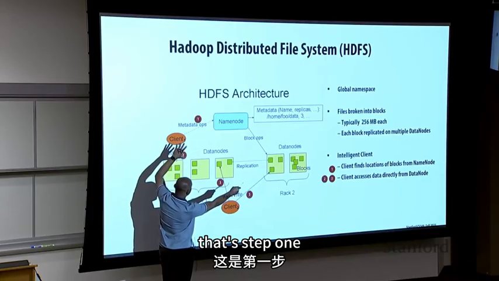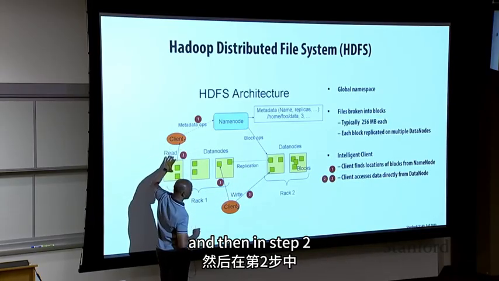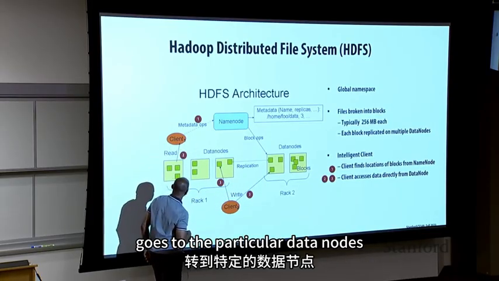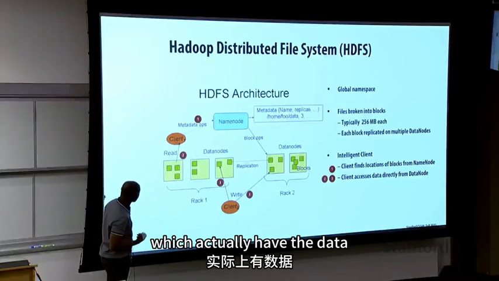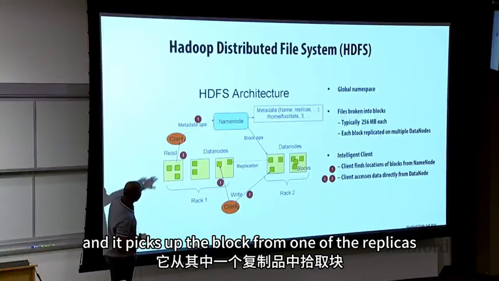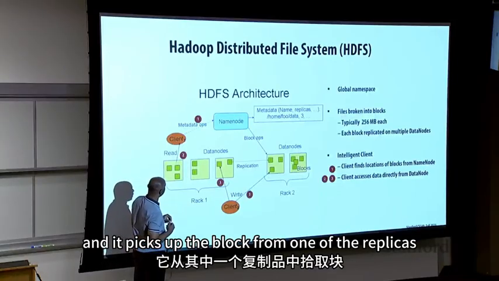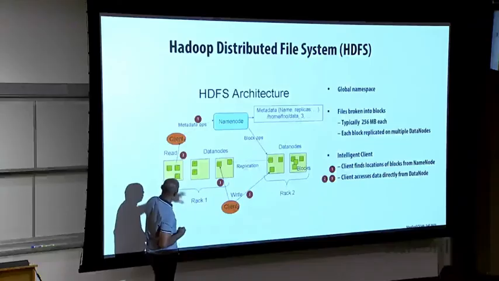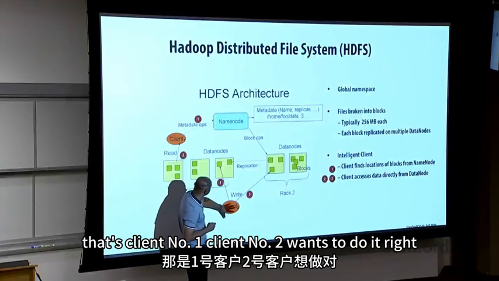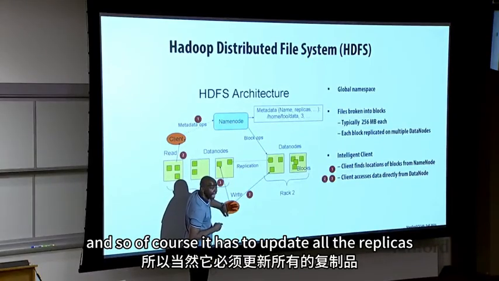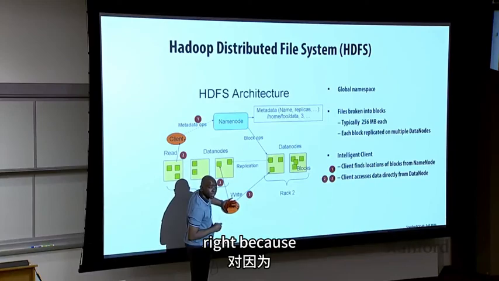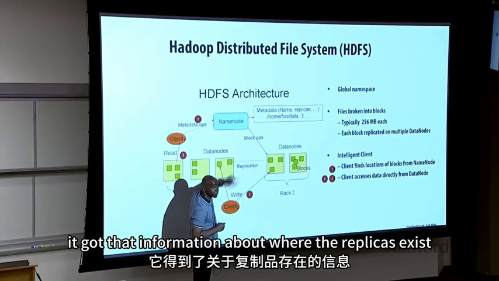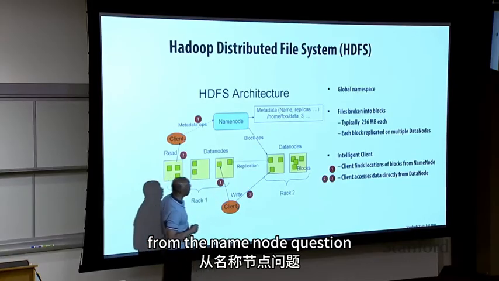That's step one, and then in step two, it goes to the particular data nodes, which actually have the data, and it picks up the block from one of the replicas. That's client number one. Client number two wants to do a write, and so of course it has to update all the replicas, right? Because it got that information about where the replicas exist from the name node.